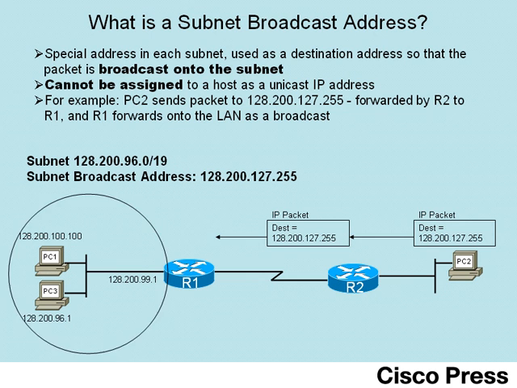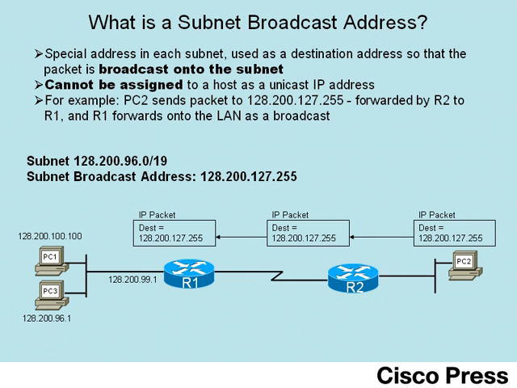Now R1, when it gets the packet, thinks, "This address is actually a subnet broadcast address on the subnet connected to my LAN interface." So when R1 forwards the packet, R1 encapsulates the packet in an Ethernet frame, but sends this Ethernet frame as an Ethernet broadcast. As a result, this Ethernet broadcast frame goes to all devices on the LAN, including PC1 and PC3, so both PCs get a copy of this particular broadcast.